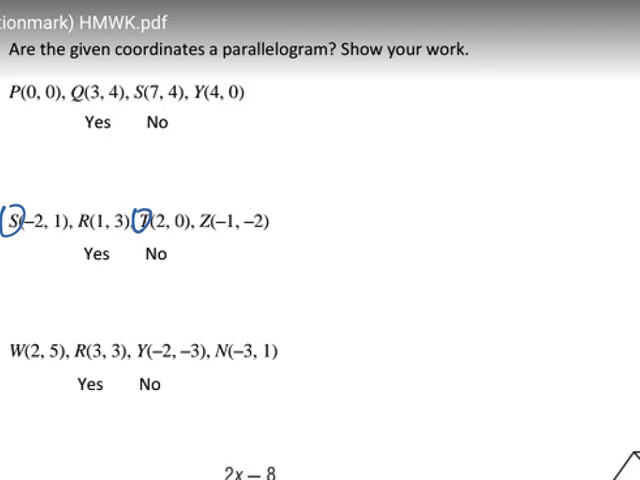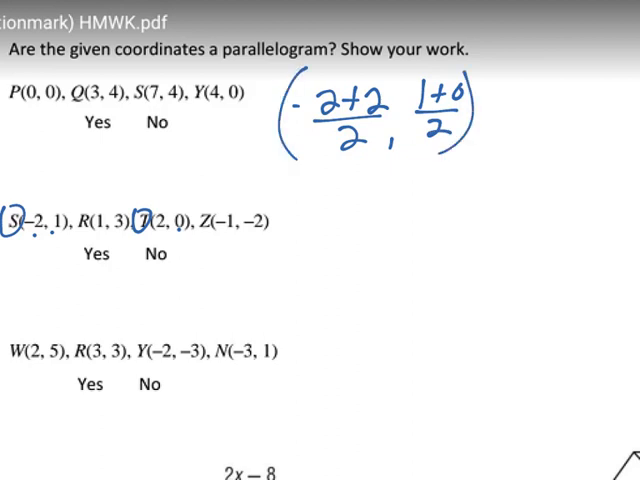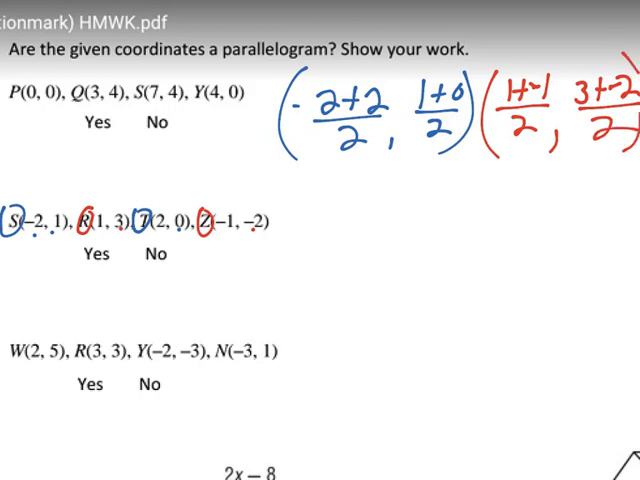Same thing, I'm going to do S in blue and T in blue. So negative 2 plus 2 divided by 2. I'm going to do 1 and 0, so 1 plus 0 divided by 2. And then in red, I'm going to do R and Z. 1 plus negative 1 divided by 2. I'm going to do 3 and negative 2, so 3 plus negative 2 divided by 2.